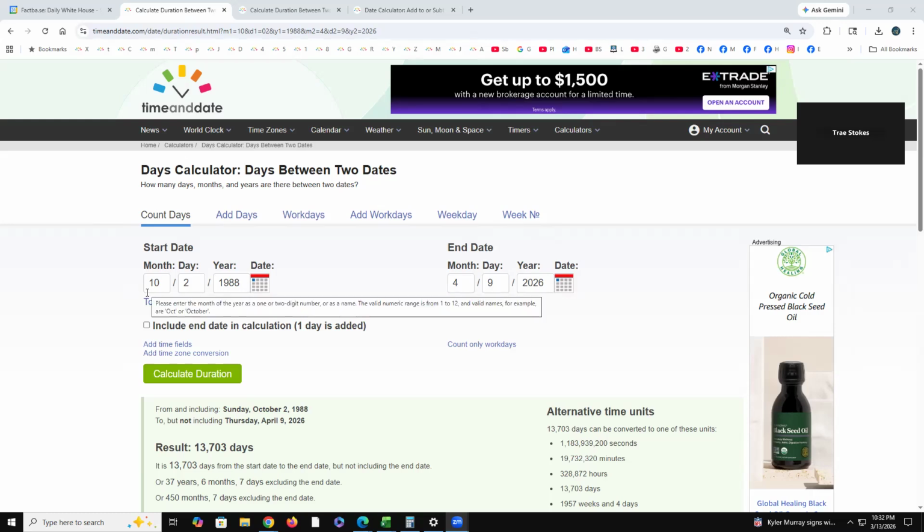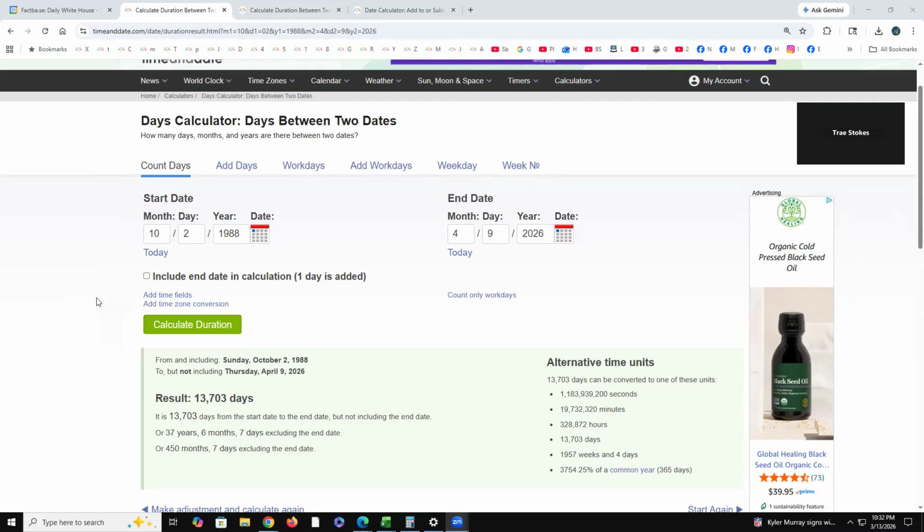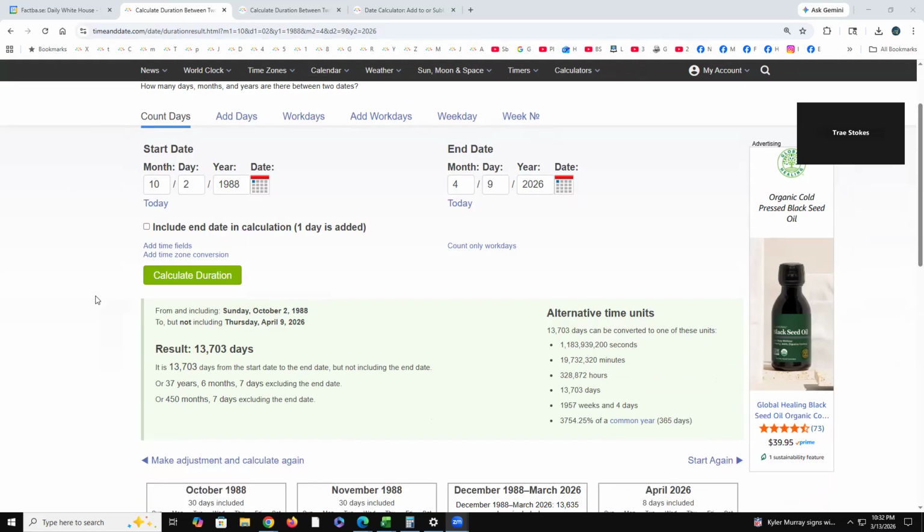The Donnie Darko date of October 2nd, 88 is 13703, which I thought was pretty interesting because you get your 37s in there. 37 years. 13703. 37 is a prime number for the church, so I just thought it was interesting.